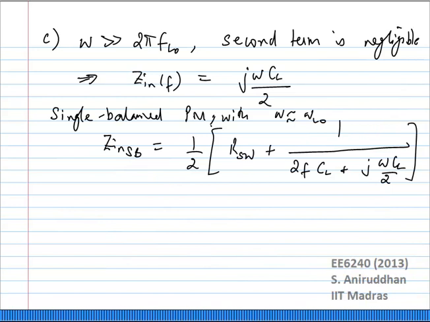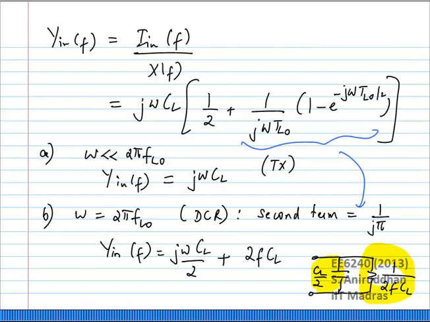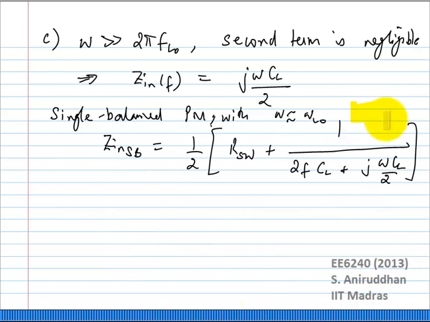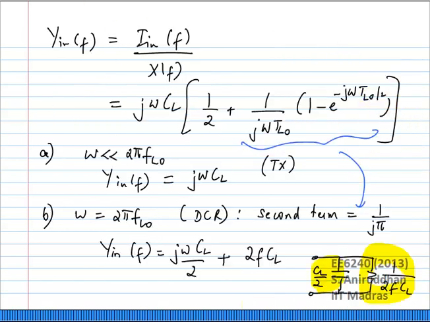Yes, you have a question? This C part. So if omega was much larger than omega LO, this term becomes very small, right? E power minus j omega TLO by 2 tends to 0. So this is just 1 over j omega TLO. Omega TLO is very large because omega is much larger than omega LO. So you're just setting this whole term to 0.